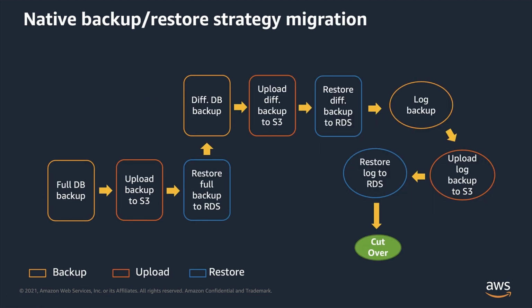Here's an example of a native backup restore migration strategy. As you can see, here's a full backup that is being copied into S3. Then this backup file is being restored into RDS. Then imagine you have a differential backup that is taken every day. You can leverage this backup following the same process of copying and restoring it to RDS. Then you can also use log backups. You can upload those backups into S3, restore those backups, and whenever you are ready, you can perform the cutover from your on-premises environment to RDS.